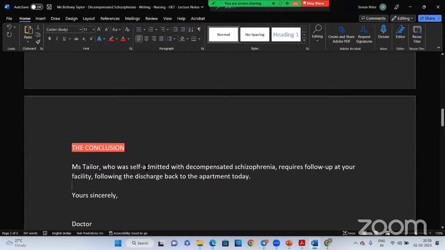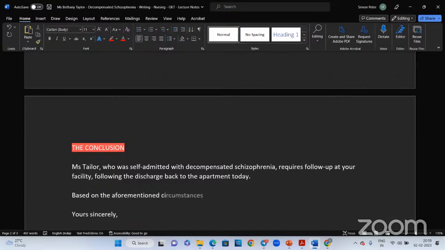Miss Taylor, who was self-admitted with decompensated schizophrenia, requires follow-up at your facility following the discharge back to the apartment today. Follow-up at your facility, discharge back to the apartment here. So you remember that. Now here, how you can conclude this, and this should be related: based on the aforementioned circumstances, comma. Having considered the aforementioned circumstances, or in view of the above mentioned circumstances, any way you can write.